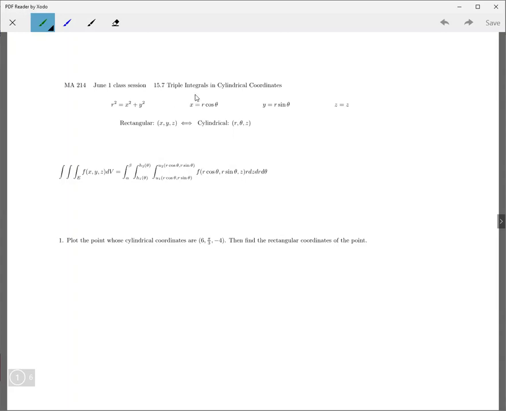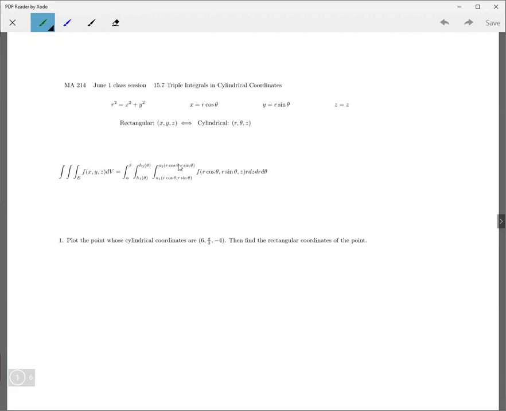You just do polar coordinates on those, and then the third one, you just leave alone. Okay, so here the x and y have been turned into polar coordinates, and the z has been left alone. In rectangular coordinates, you have x, y, z, and in cylindrical, it's r and theta. So the x and the y get replaced with r and theta, and then there's the z.